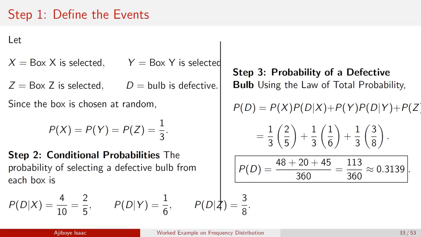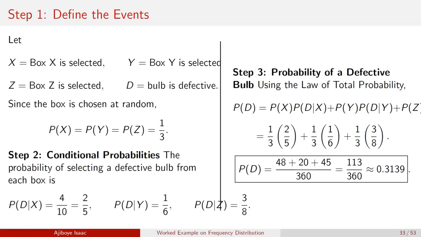It is possible that we are selecting one box out of the three boxes, and therefore the probability of selecting a box is 1 out of 3. Then the conditional probabilities of selecting the defective bulb from each box: we have 4 out of the 10 bulbs in box X are defective, and 1 out of the 6 bulbs in Y are defective.